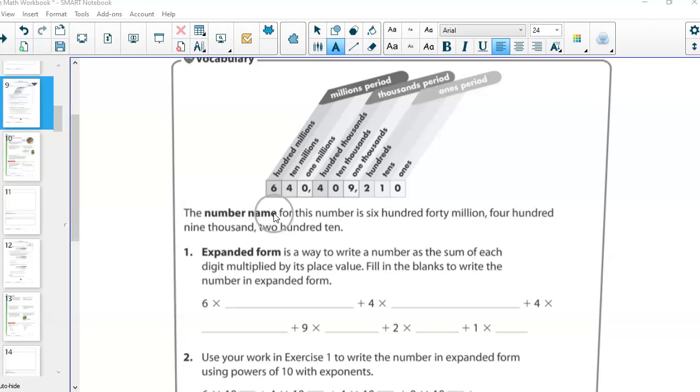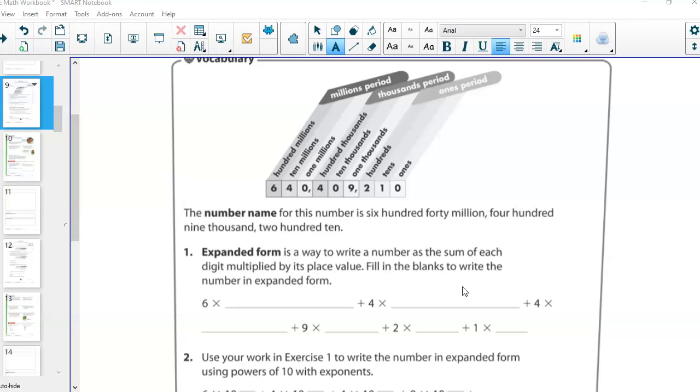640,409,210. So how we are going to be working with this today is we're going to be talking about expanded form using just whole numbers as well as expanded form in powers of 10. And then we're going to be talking about some of the different place values and how they relate to one another. So the number name for this number, so number name is how we read it, so kind of that word form. So it is 640,409,210. And we're going to be looking at number 1 at that expanded form.